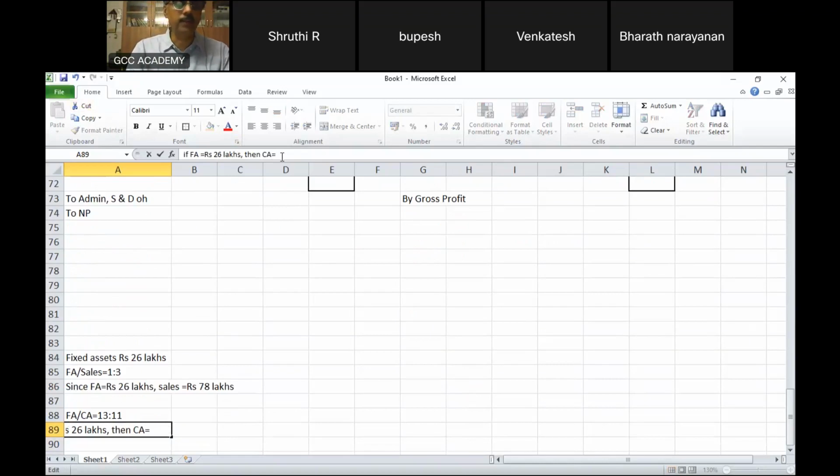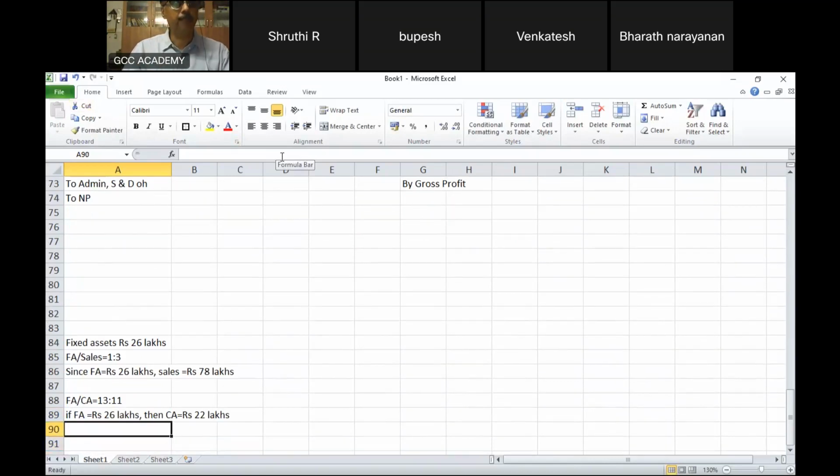So fixed assets to current assets is 13:11. If fixed assets is 26 lakhs, then how much are current assets? If 13 is 26 lakhs, what is 11? 22 lakhs. Correct. So current assets is 22 lakhs. Then they have given the current ratio. What is the formula? Current assets divided by current liabilities.